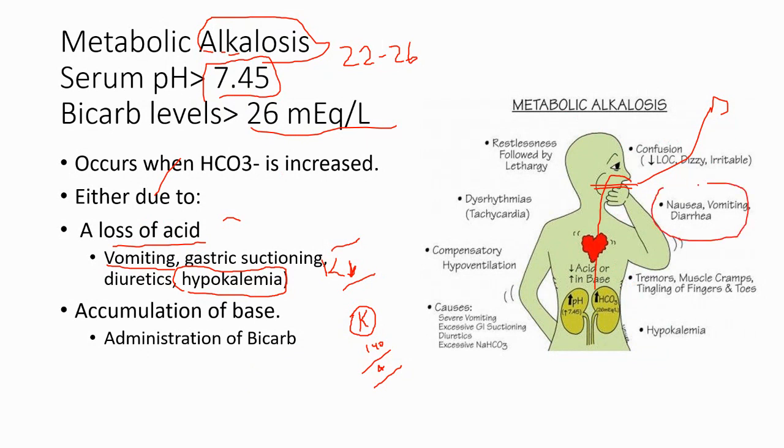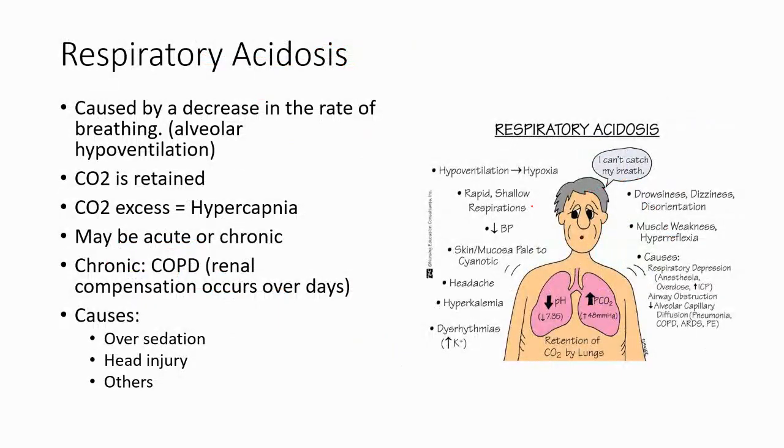Remember this: GI suctioning, diuretics, excess bicarb. We talked about that. Hypokalemia. I think that's really the main thing. These are just some vague symptoms that we can see when somebody has any type of fluid and electrolyte imbalance. That's metabolic. Metabolic to me is harder than respiratory.